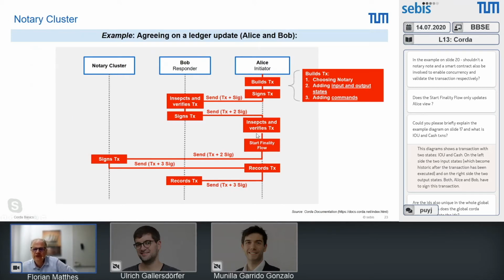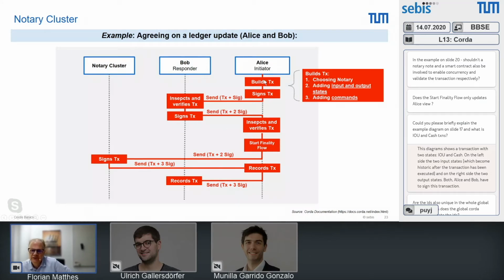Okay, now we want to continue based on your questions. Now we include also the notary cluster, and we also explain in more detail what the finality flow does. These were your two questions which you had. So now we agree on the ledger update, and we continue this.